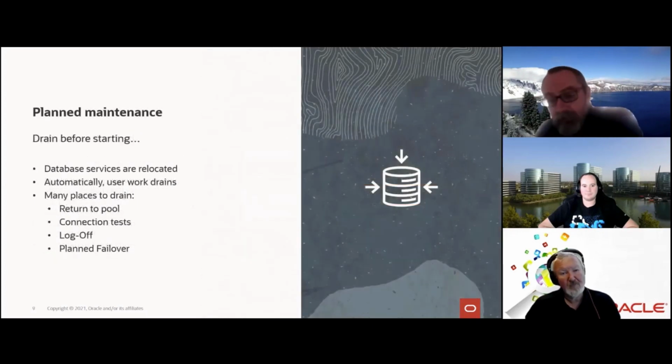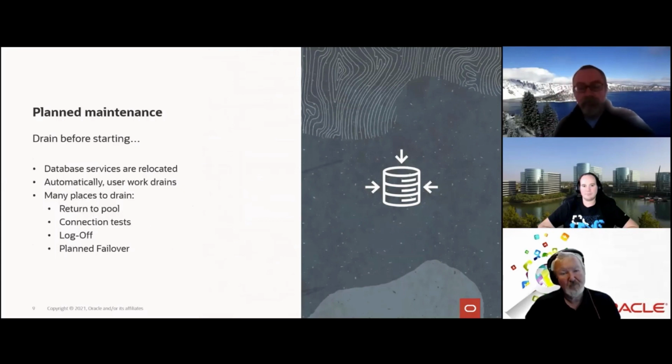So planned maintenance. Planned maintenance is where we see the biggest impact for this, and this is the big draw, you might say. The database has been able to manage a lot of this functionality for a long time, since the 10.2 timeframe. But we use application continuity to enhance that so that it reduces or removes any impact to the users. And there are lots of places where we can drain the work.